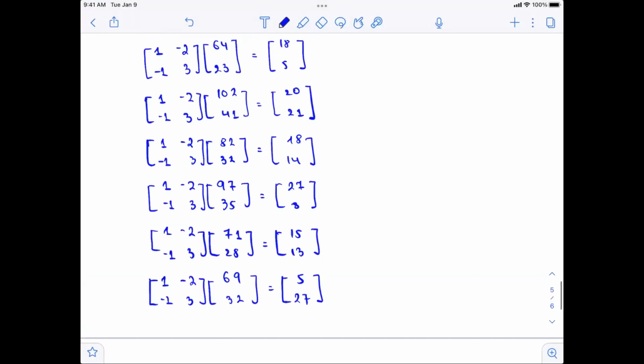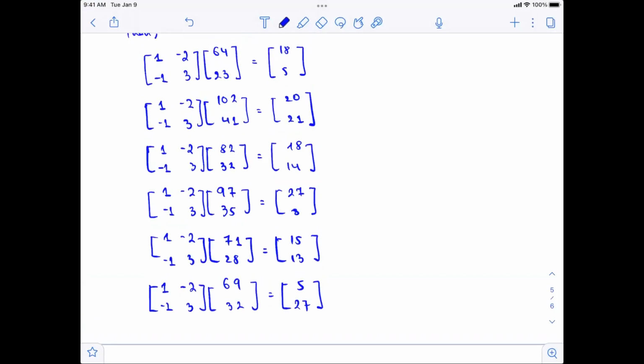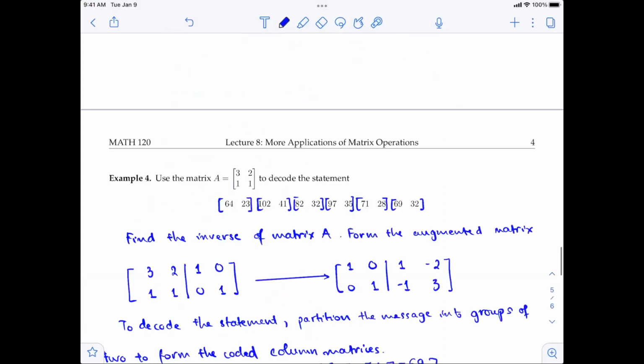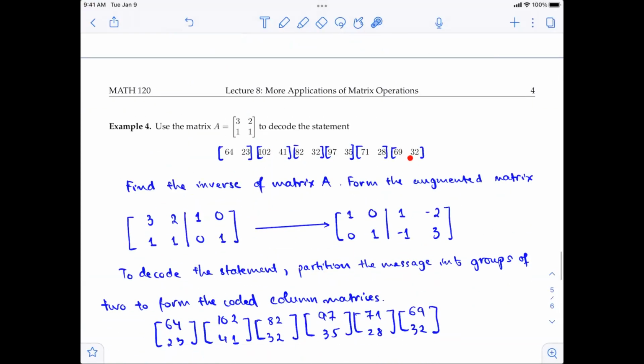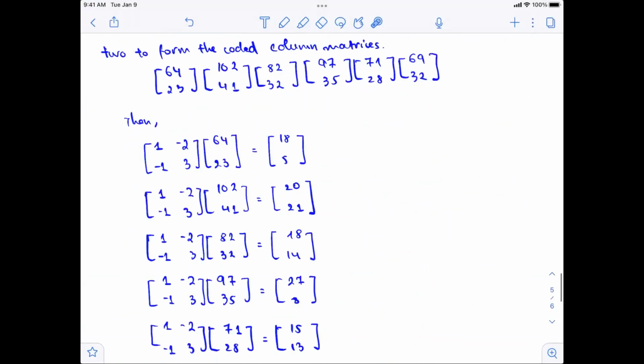Okay, so you have a cryptogram, and you have the key, which is the 2x2 matrix of the form 3, 2, 1, 1. To decode this statement, you need to find the inverse of matrix A. This is the inverse matrix you obtain. And then you do matrix multiplication, take this inverse, multiply with the column matrix that you form from this message, and this is the decoded message, or decoded column matrices, that you obtain after these matrix multiplications.